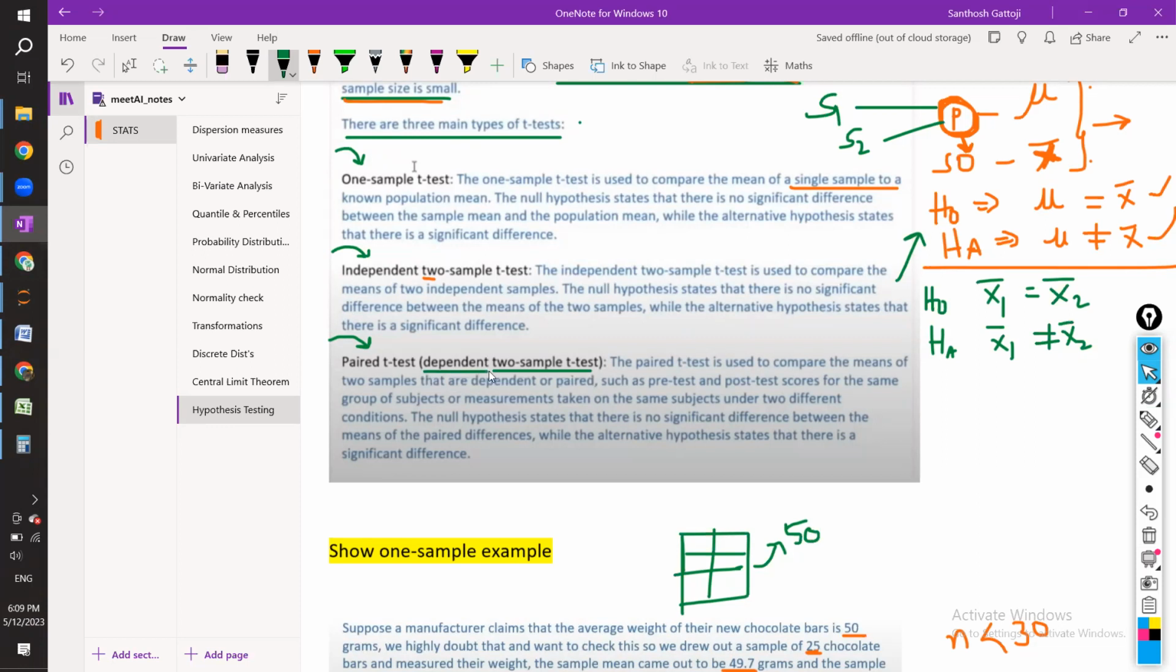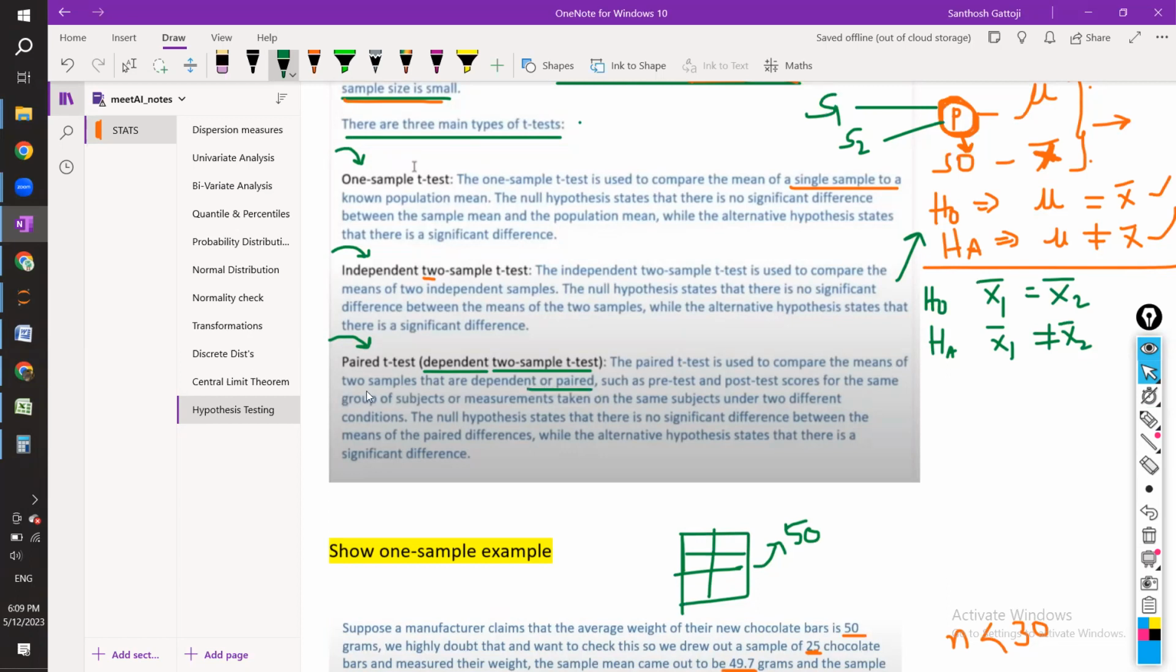That means the same sample: first you calculate something, and let's say you make some changes or take some action, and after that, on the same sample, you find the mean and see whether there is any difference or not. Let's try to understand. The paired t-test is used to compare the means of two samples that are dependent or paired.